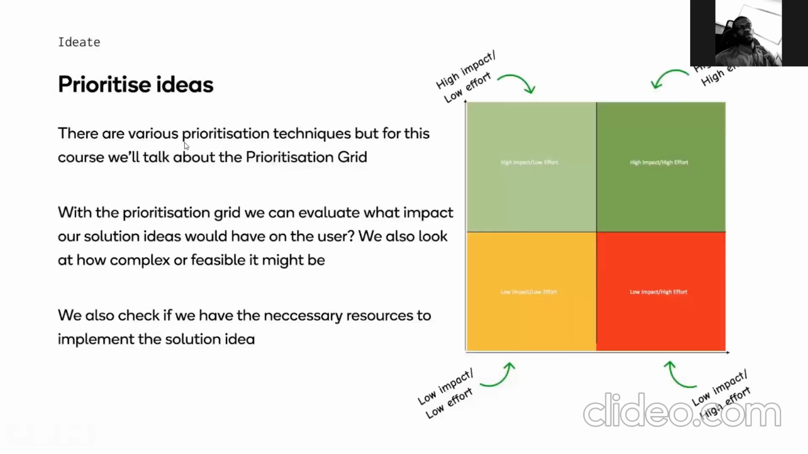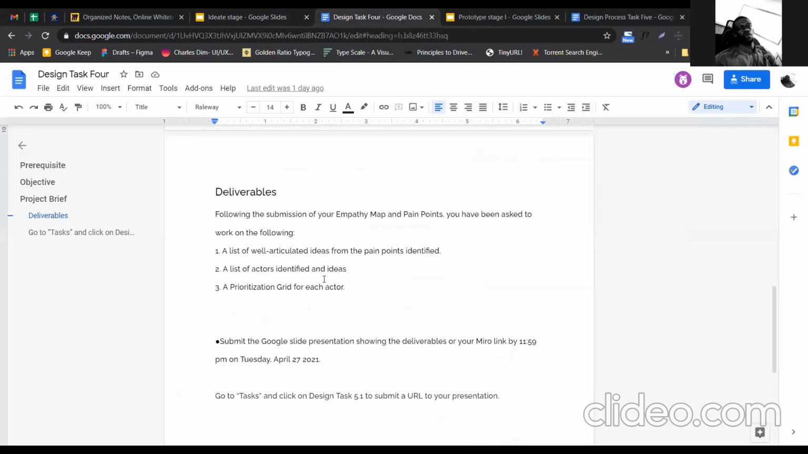So we'll go over the task 4 and the deliverables. Okay, so it says following the submission of your empathy map and pain point, you've been asked to work on the following: a list of well-articulated ideas from the pain points identified, a list of actors identified and ideas, and a prioritization grid for each actor.